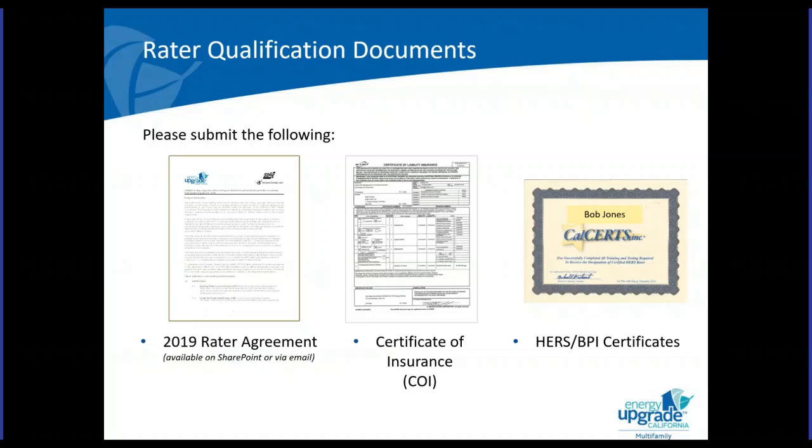Those three documents are the 2019 rater agreement. It's available on SharePoint. The certificate of insurance for your organization, and also HERS and BPI certificates for those that will be conducting the building audits and building the energy models. More details on what type of certifications are accepted are included in the policies and procedures manual that is on SharePoint.